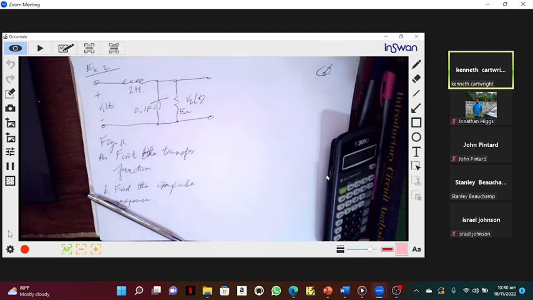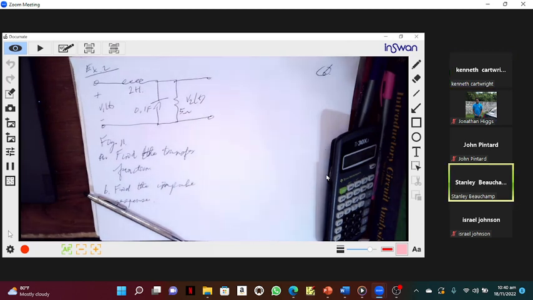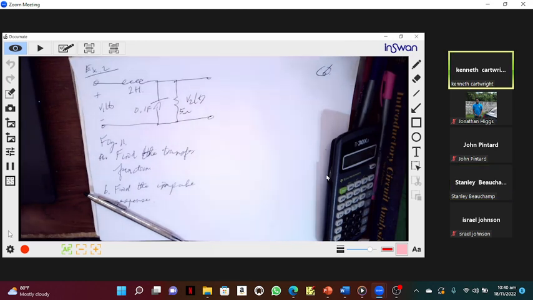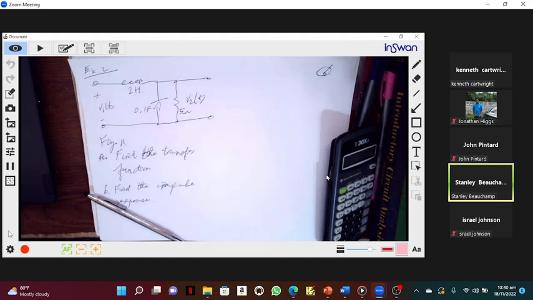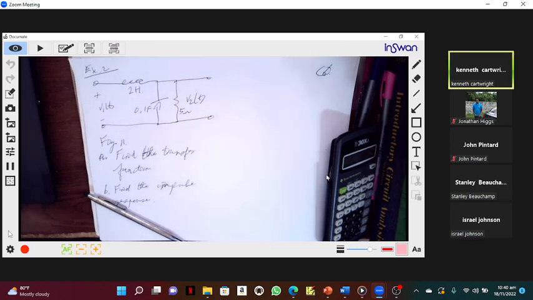Wow. So nobody understood what I did today. The transfer function is G of S. And to find G of S, you'll have to find V2 of S divided by V1 of S. So what's the first step we need to do then? The second person is talking. Let me hear from that second person, please.